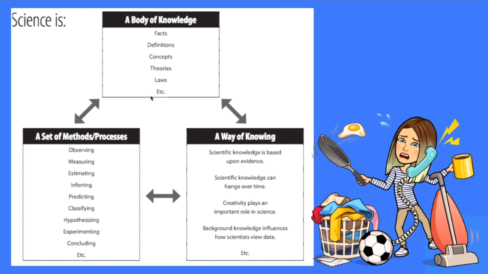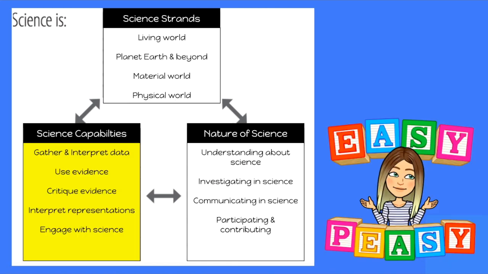If we look at these three components in terms of how the curriculum determines science, it would look more like this. So the knowledge in our New Zealand curriculum is the science strands, the context for learning, for teaching science knowledge: living world, planet Earth and beyond, material world, physical world. So our teaching has pretty much stayed most heavily there. We plan for teaching science knowledge, we teach science knowledge, and we also assess it to determine how effective our teaching was. The big ideas about science and the understanding about science as a concept is our nature of science.